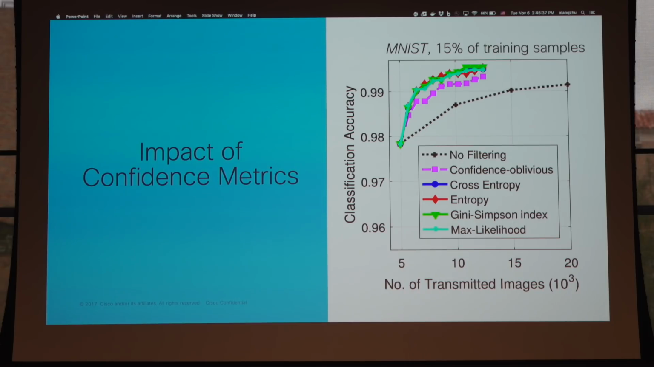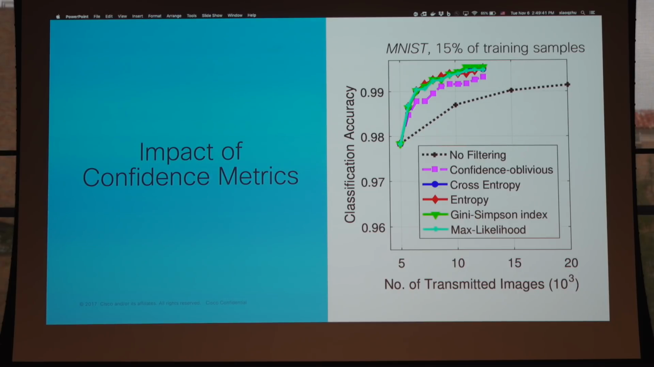The other two methods we tried were the Gini-Simpson index, which is more used in the economic sense, trying to measure how equally distributed those probability values are, as well as maximum likelihood, just trying to compare the highest probability value versus the second highest. All these are heuristic ways of measuring how spread out the probability is as an indication of how confident the model is. And what we showed is that, interestingly, the specific choice of how we calculate the peakiness of the probability distribution does not matter that much.